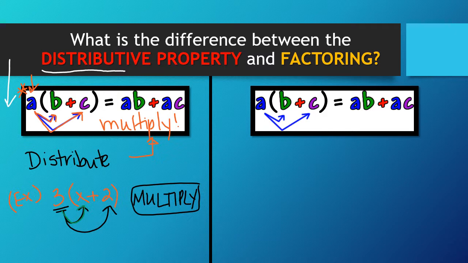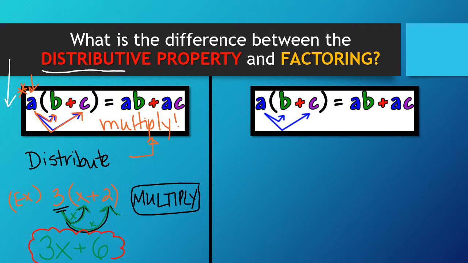We get 3 times x, which is 3x. And then you have 3 times 2, which is 6. That's a positive 6, so I'm going to put a plus sign in front. So my answer here is 3x plus 6.